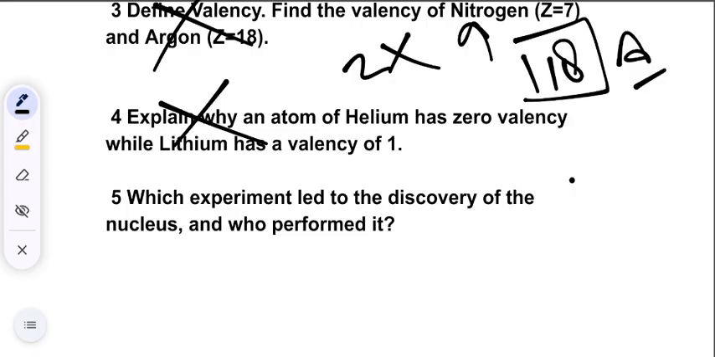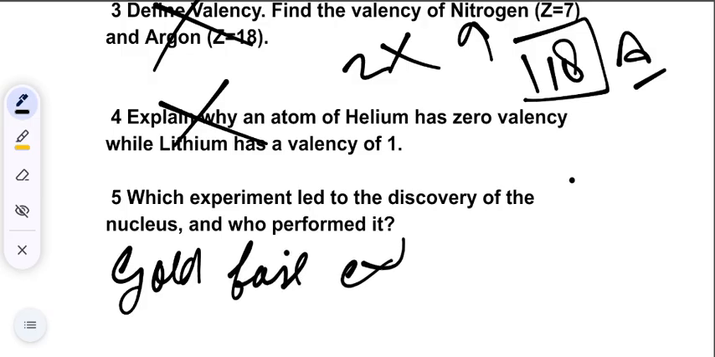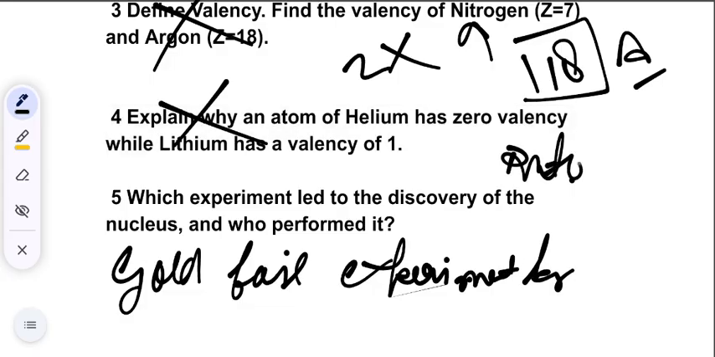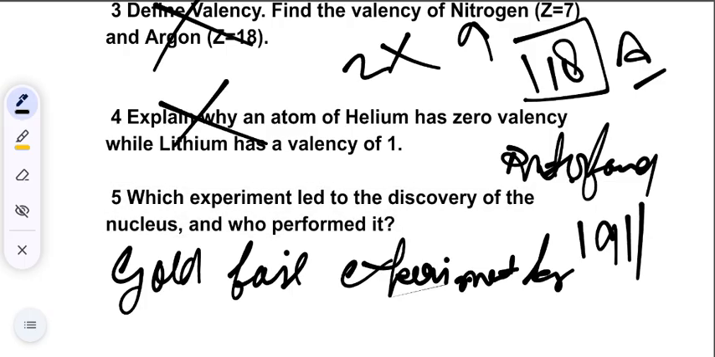Which experiment led to the discovery of the nucleus and who performed it? Here you need to state which experiment and who performed it. Which experiment? The gold foil experiment. By whom? By Rutherford. They are not asking for it, but for required information I have told you: if you remember, very nice. If you don't remember, 1911.